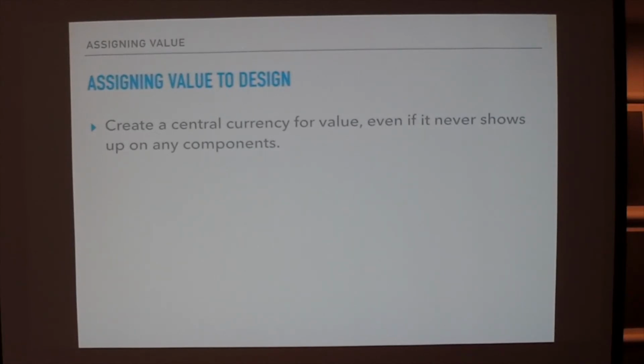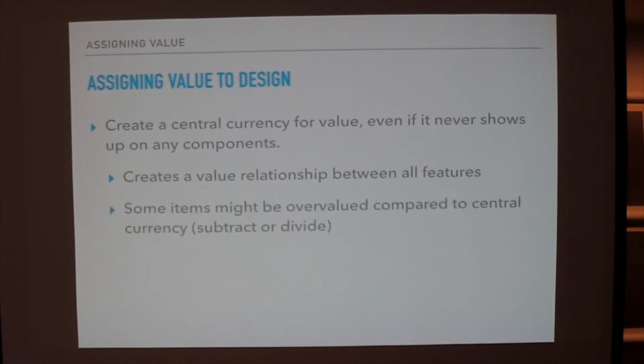Does that make sense? Okay. So you need to create this central currency. It creates a relationship between all of the features of your game. Everything gets built into your mathematical model eventually. And some items might be overvalued compared to other central currency. So then you would subtract or divide the value of that item to get it to match the relative value of the central currency.